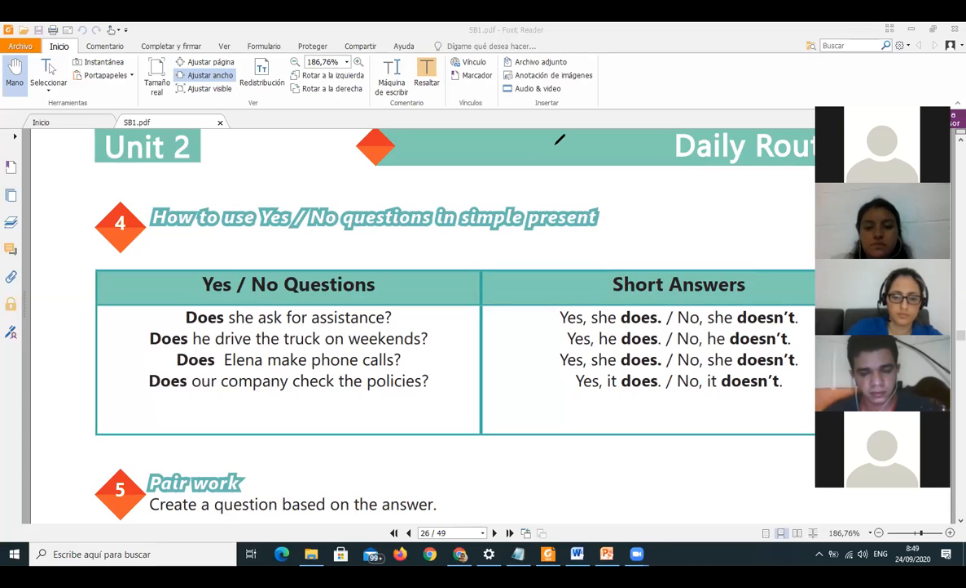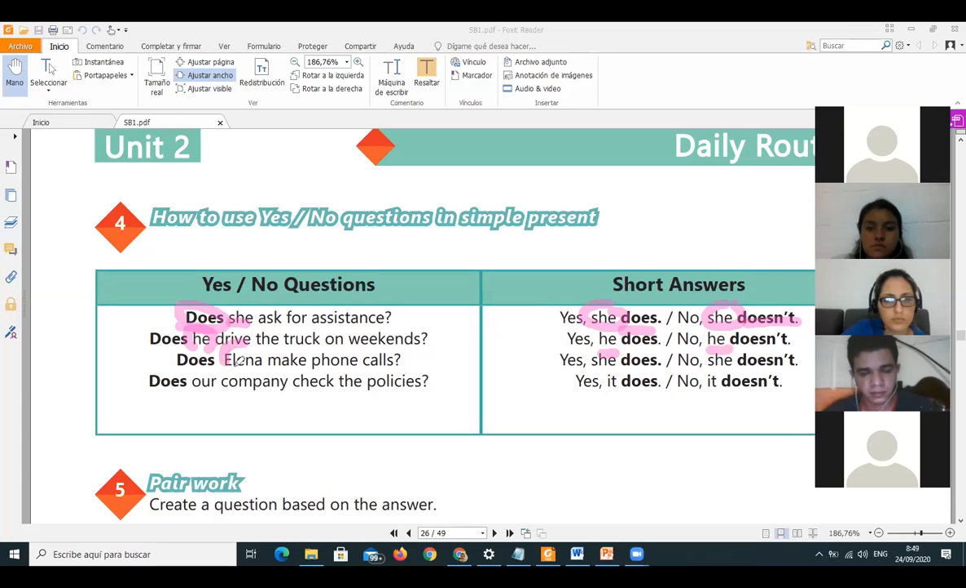Okay, so look at this. The auxiliary is does in number one, and the subject is she. So in the answer, we are going to have the auxiliary does or doesn't and the subject she. Look, in number two, the subject is he. So in the answer, we are going to use he as well. Yes, he does. No, he doesn't.